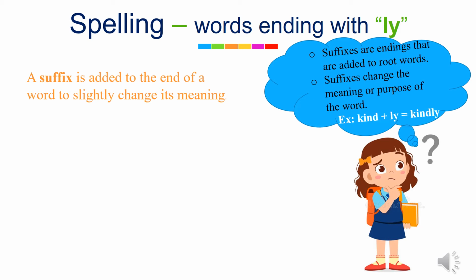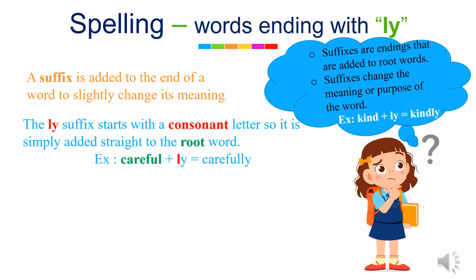So let's take an example. If we add ly to the word kind, it becomes kindly. The ly suffix starts with a consonant, so it is simply added straight to the root word. For example, we are going to add ly to the word careful. Here the root word is careful. So what do we do? We simply add ly to the root word and it becomes carefully.